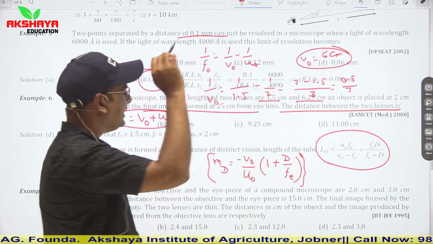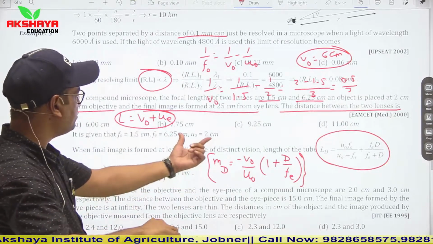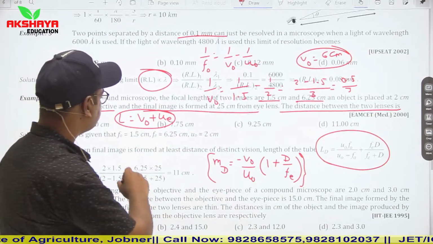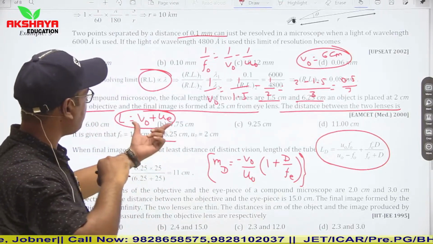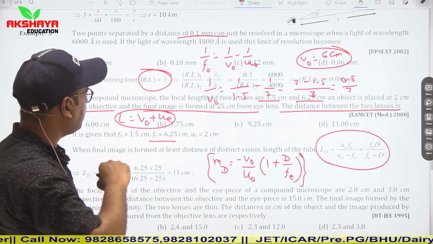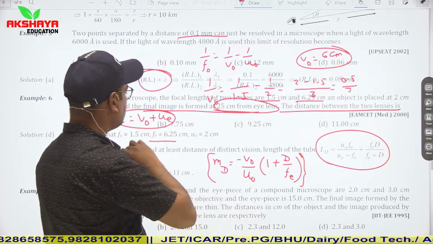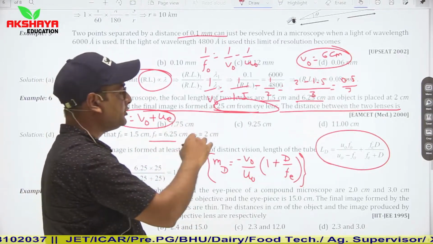So VO is 6 centimeter and we have to calculate length. So it is VO plus UE. UE is not given again. So we are given FE. We are given final image is formed at 25 centimeter. So again we are given VE, FE. So again you have to calculate UE.